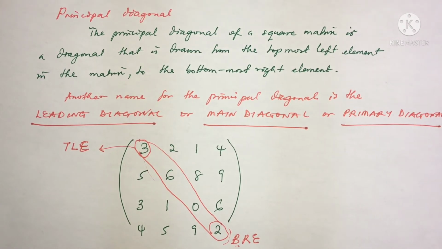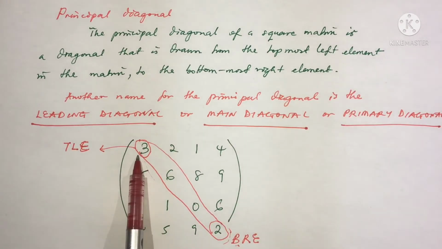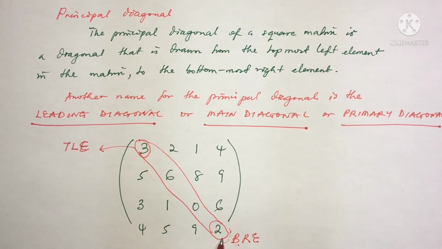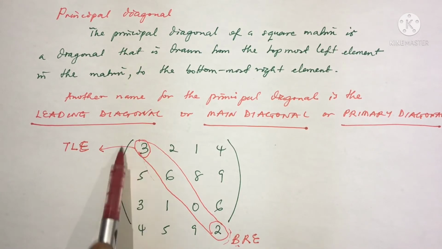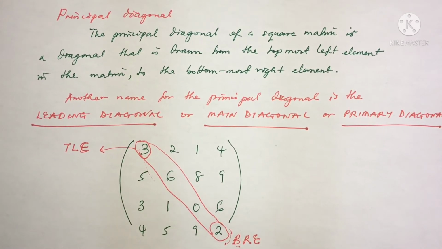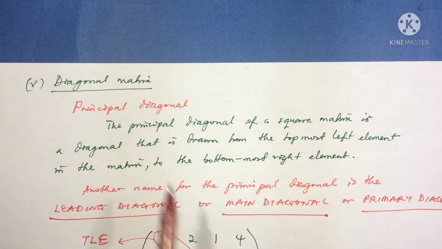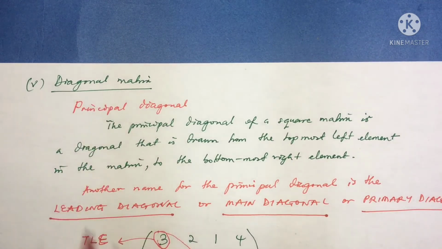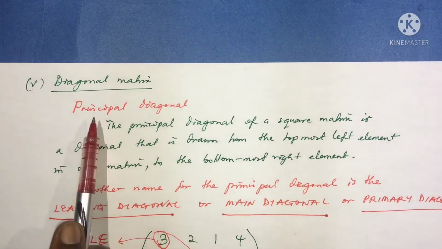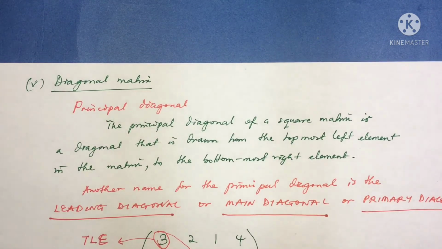So the principal diagonal of a square matrix is a diagonal that is drawn from the topmost left element to the bottommost right element. The reason I am explaining the principal diagonal is because we have to define the diagonal matrix, and defining it requires a good knowledge of what the principal diagonal is. So let's move on.